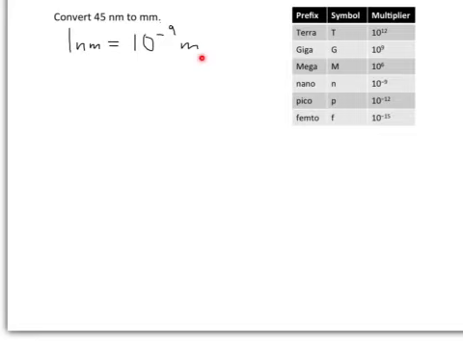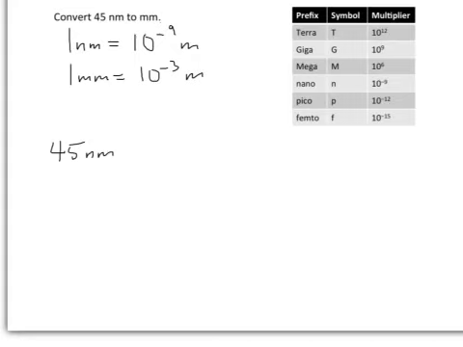Now milli is not in this table because milli is one of the conversion factors I asked you to know. And milli means 10 to the minus 3. So I know that 1 millimeter is 10 to the minus 3 meters. So the next thing we want to do when we're doing our unit conversions is to write down the number that we're trying to convert. So in this case, it's 45 nanometers.